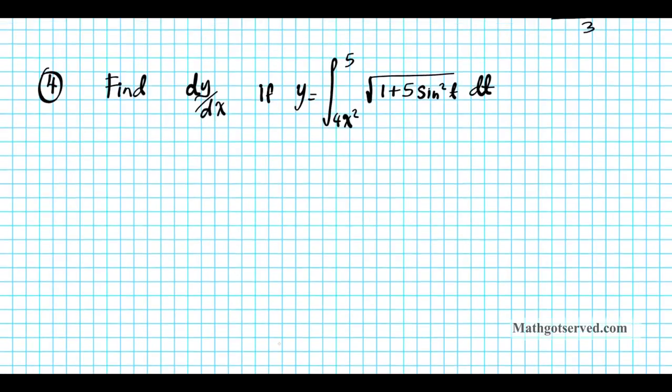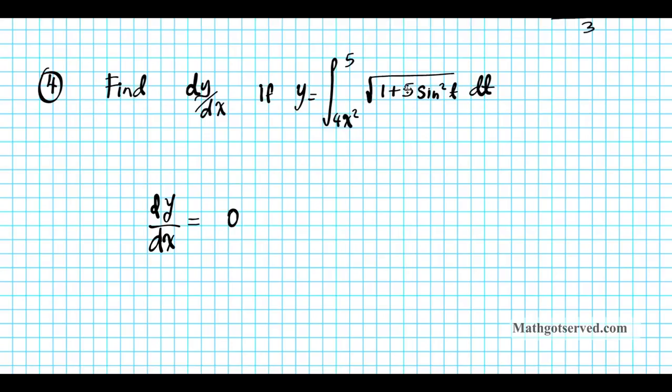In this case, you notice that we have a constant limit as the upper limit of integration, and we have a variable limit as a lower limit of integration. Okay, so remember the procedure for this. So y prime or dy dx is going to be, we're going to use a shortcut here. We're going to substitute the upper limit into this function, which will be the square root of 1 plus 5 sine squared 5. But when you multiply it by the derivative of this using the chain rule, you end up with 0.